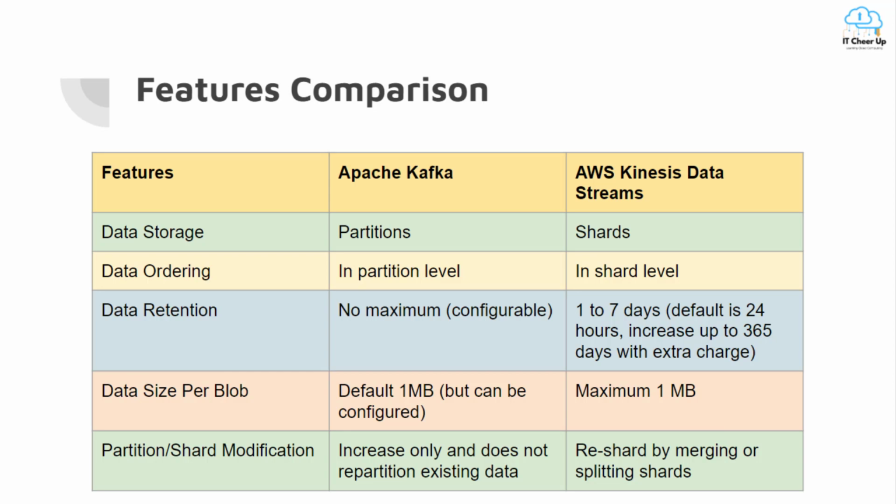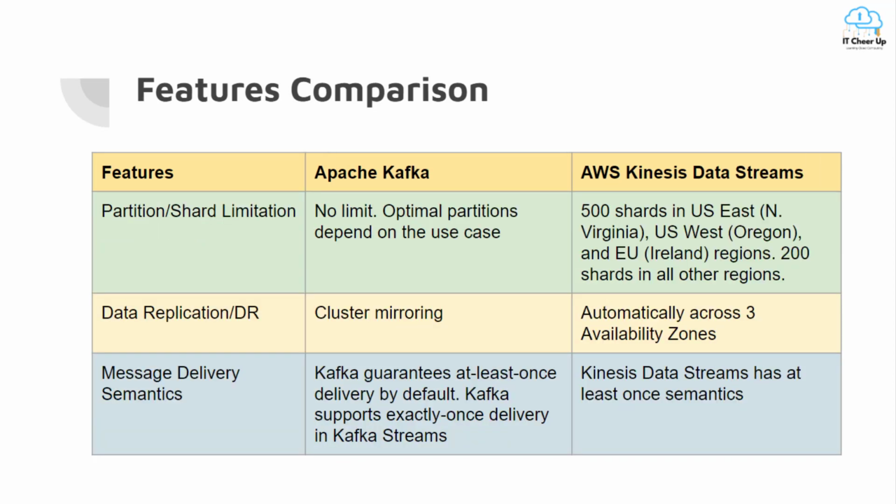On partition and shard modification, Apache Kafka can only increase partitions and does not repartition existing data. AWS KDS reshards by merging or splitting shards. There is no partition limitation on Apache Kafka. Optimal partitions depend on the use case. AWS KDS has a shard limitation of 500 shards in the US East, US West, and EU regions, and 200 shards in all other regions.